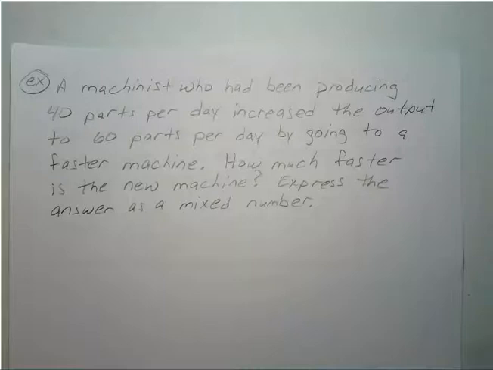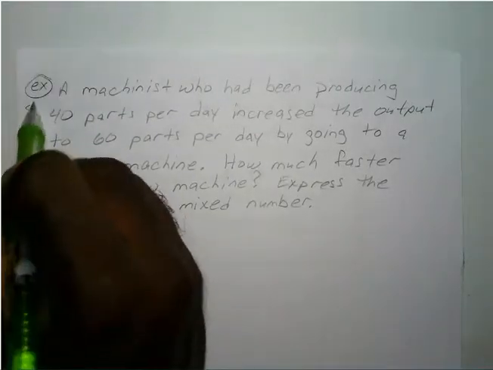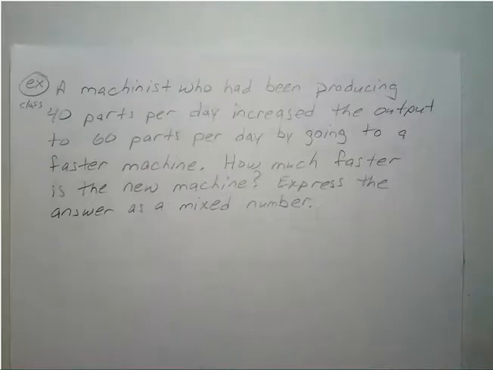All right, so for this one, you have a machinist who had been producing 40 parts per day, and increased the output to 60 parts per day by going to a faster machine. How much faster is the new machine? And you want to express your answer as a mixed number. Go ahead and pause this if you have to finish writing, and try to solve this one on your own.